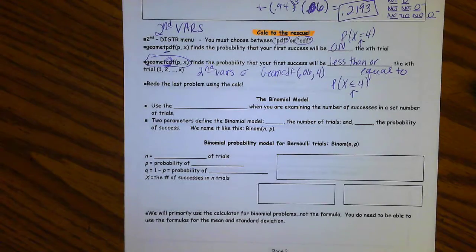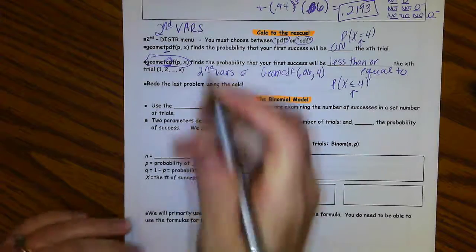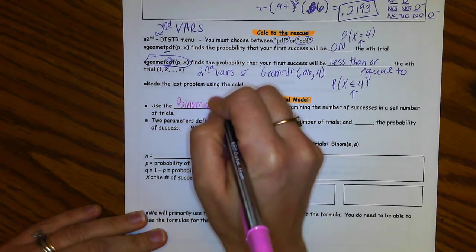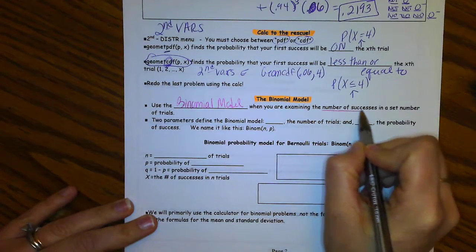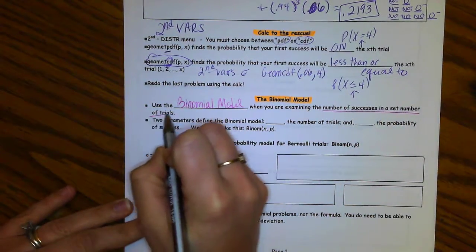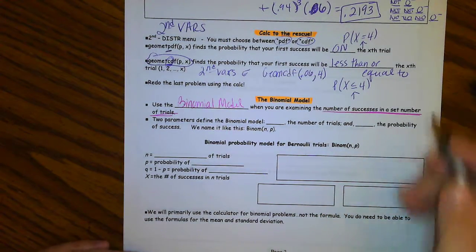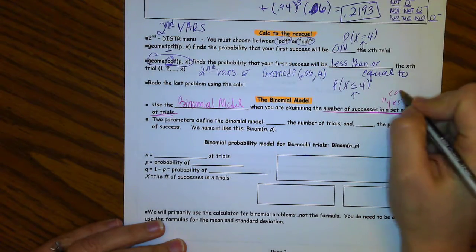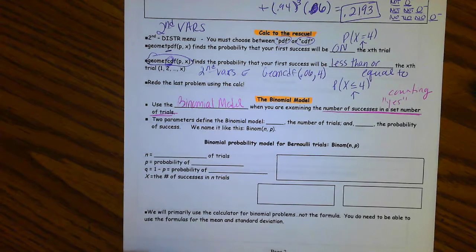All right, next is the binomial model. The binomial model is used when you are examining the number of successes in a set number of trials. This is when you are counting how many yeses you have in a set number of trials. We did this exactly when we looked at Randy's simulation.